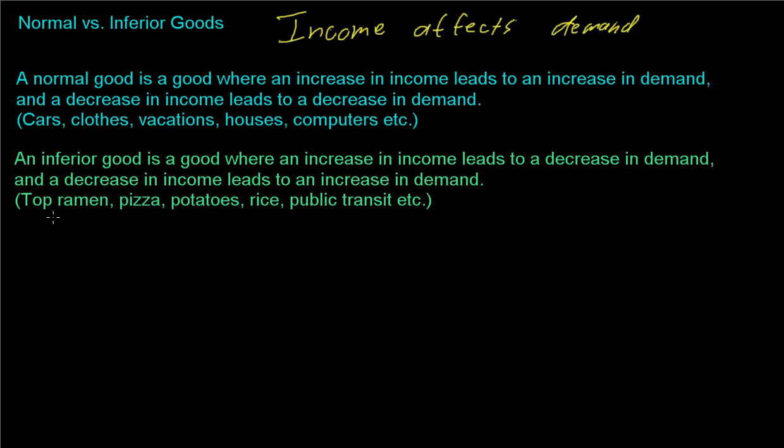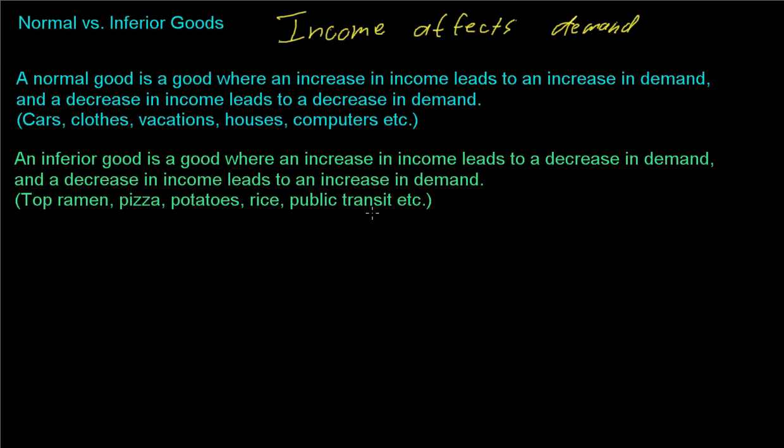The examples that I've always heard of are things that college kids eat, basically. Top ramen, pizza, potatoes, rice, and then public transit is another one that gets talked about a lot. Because if you have enough money to buy your own car and afford your own gas and your own car insurance, you do. But if you don't, then you use public transit. So the less and less money that you have, the more and more likely you are to use public transit.